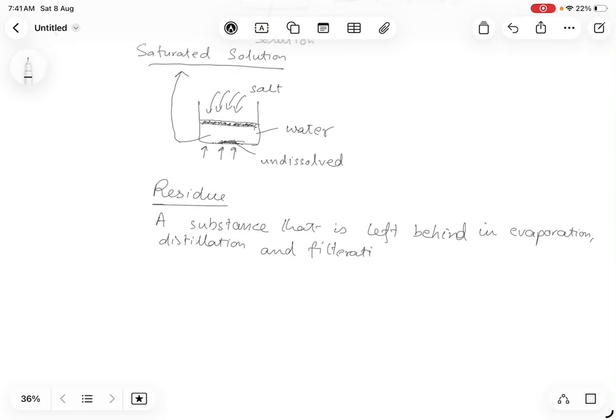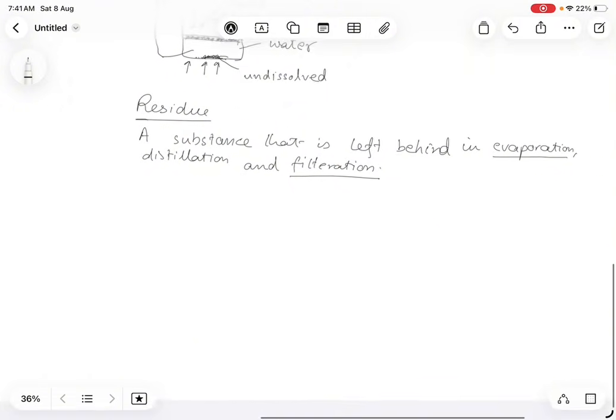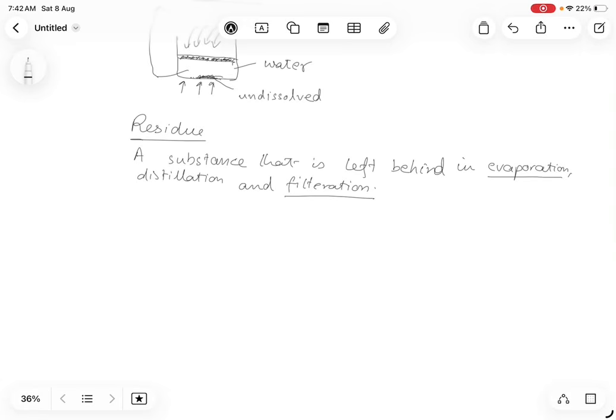There are other methods as well in which residues can be formed, but these are the ones that we are going to be discussing. We are only going to be discussing evaporation and filtration. We are going to come to distillation in the next lecture, because in this one we cannot go through all of them. So first of all, let's find out how we can get a residue in the process of evaporation.